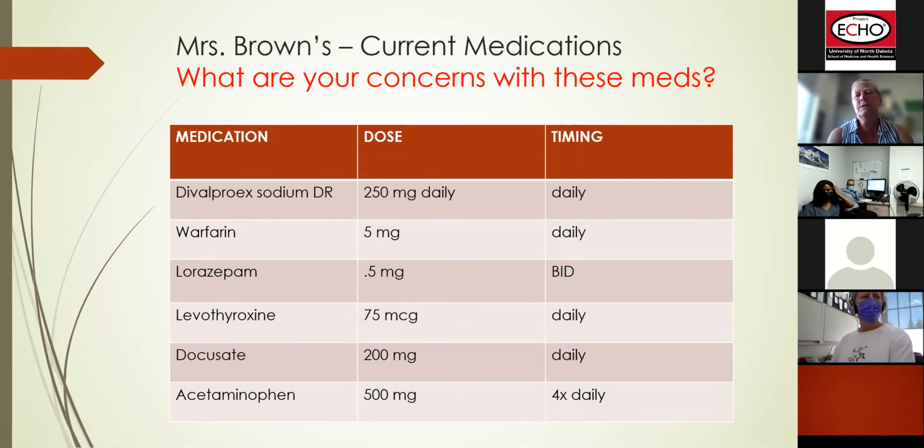So we looked at Mrs. Brown's medication, and here are the medications she took. Do you guys have any concerns with any of the medication? For her tachycardia and previous stroke, she was on warfarin. She's on some medications for depression. She's on some thyroid medication, taking some medication for her arthritis. Any concerns on those? Risk for bleed if falling, yeah.